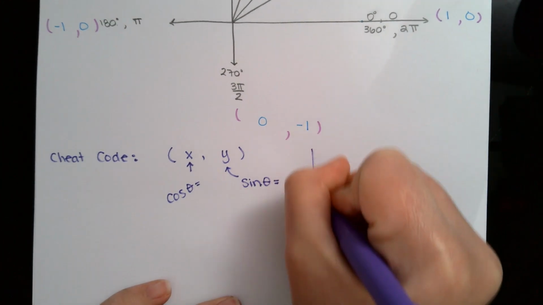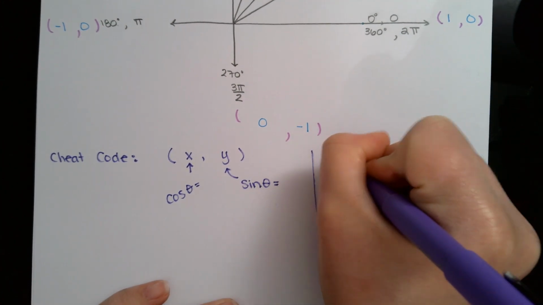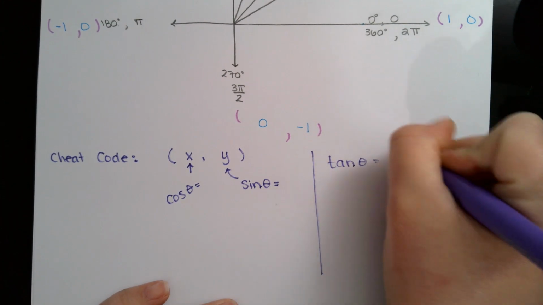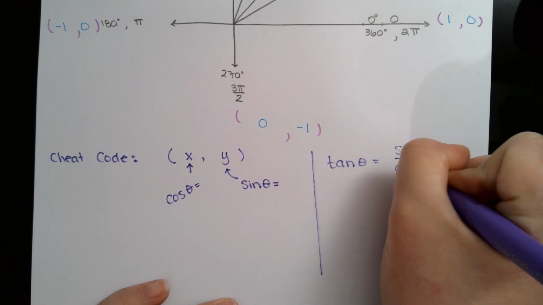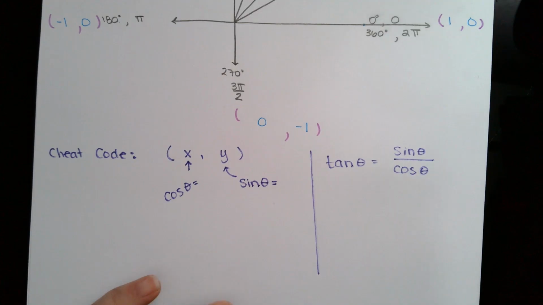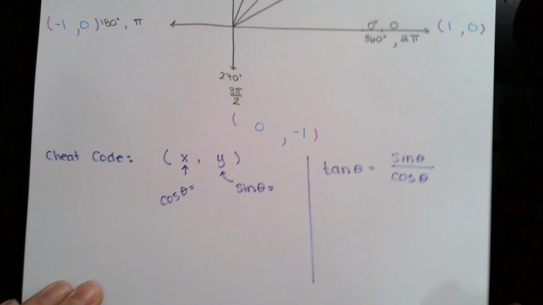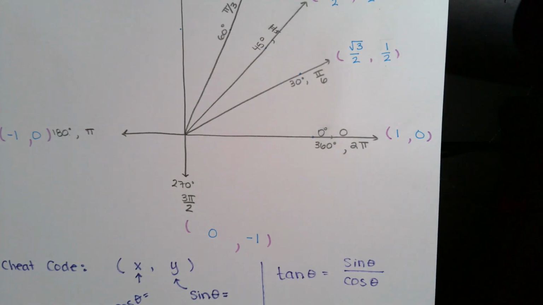And if we know what sine and cosine is, tangent of theta is your sine of theta over cosine of theta, or taking your x value and your y value and finding that out. So this is our cheat code. Let's go back to quadrant 1.